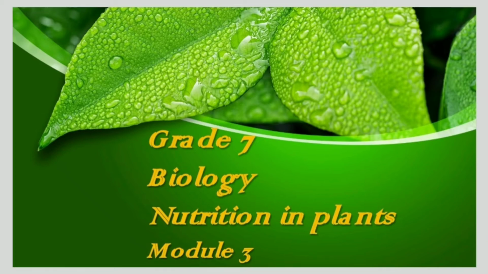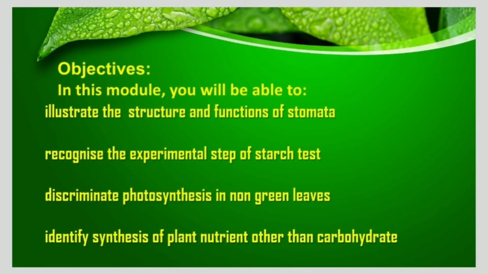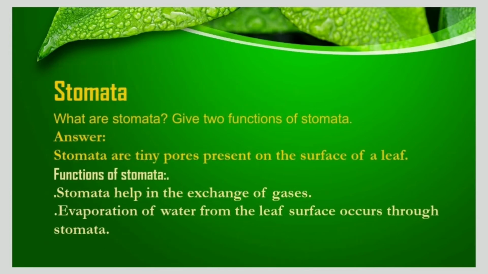Grade 7 Biology, Nutrition in Plants, Module 3. Objectives. In this module, you will be able to illustrate the structure and functions of stomata, recognize the experimental setup of starch test, discriminate photosynthesis in non-green leaves, identify synthesis of plant nutrients other than carbohydrates.